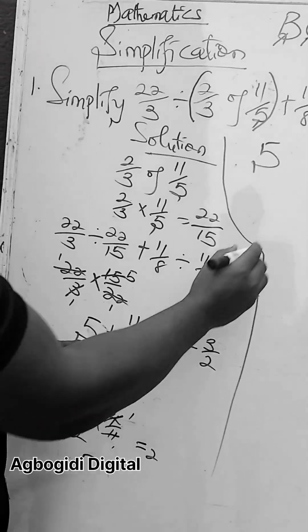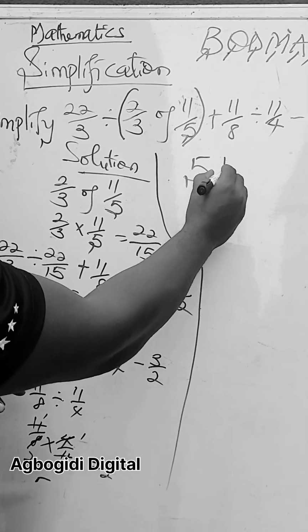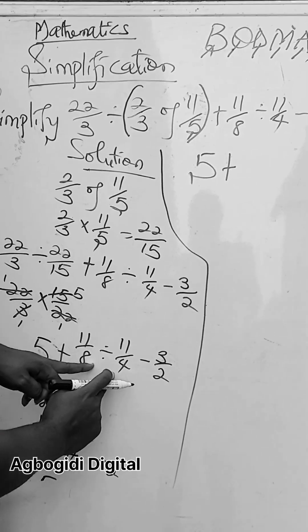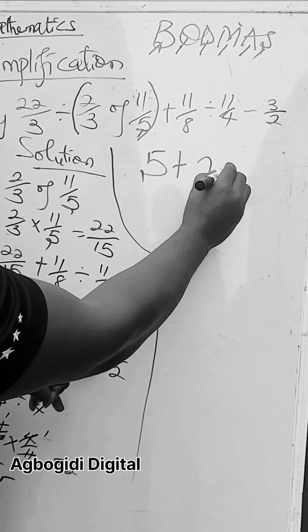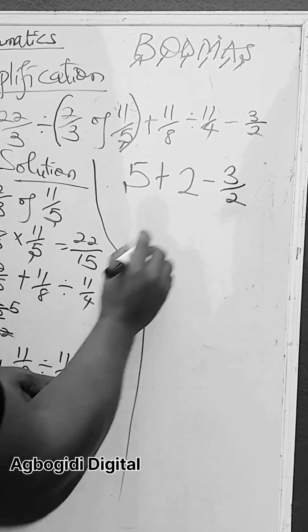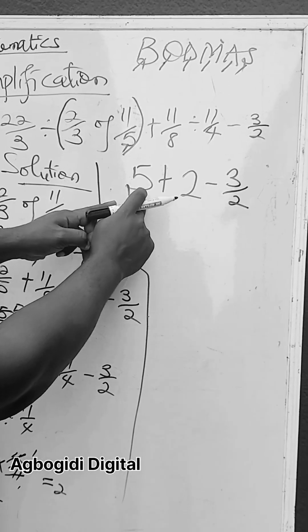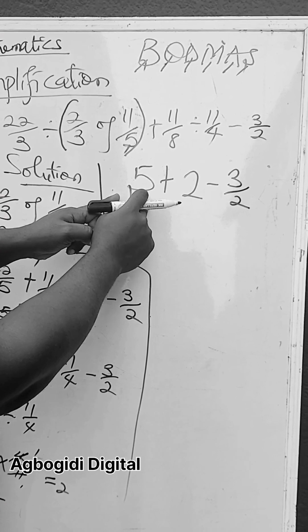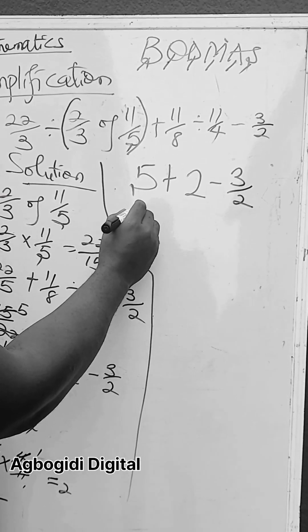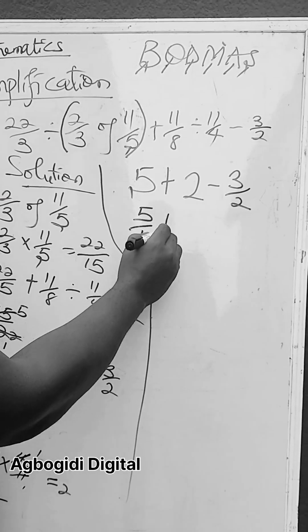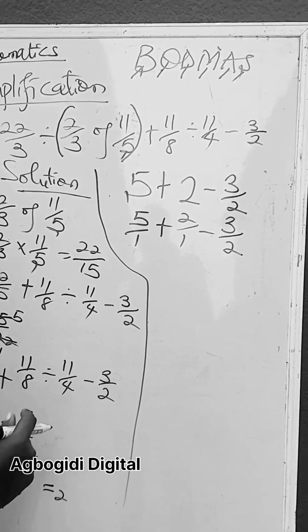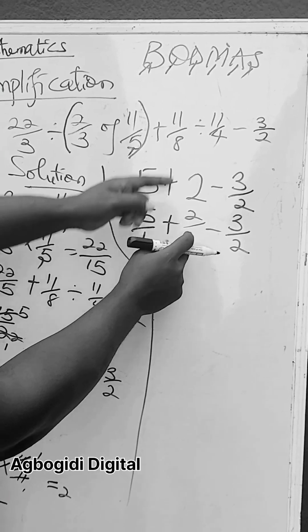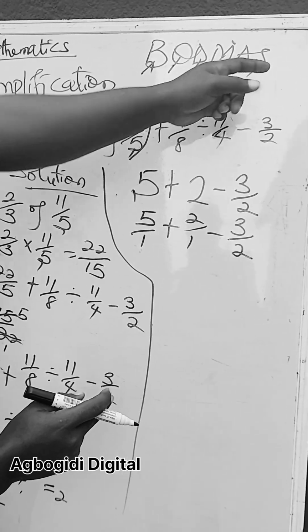This is 5 plus what we got from solving this, which is 2. We bring in 2 minus 3/2. Okay, we know all whole numbers are all over 1. So this is 5/1 plus 2/1 minus 3/2. Considering this again, you have to solve addition before subtraction.